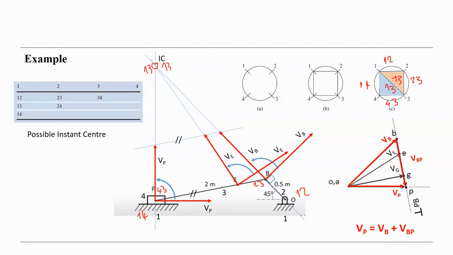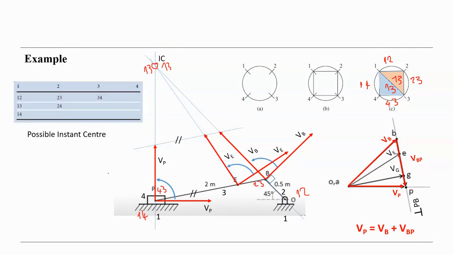So that means at this instant link 3 is turning about the point 1,3. Like here we say 2,1: 2 is turning about 1. Or here 4,1: 4 is moving about 1. This is the absolute velocity.